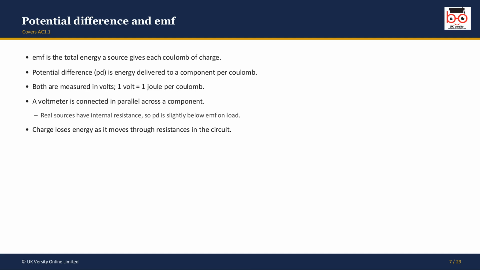Now let's tease apart two ideas that are easy to muddle. Electromotive force is the total energy a source gives to each coulomb of charge, whereas potential difference is the energy delivered to a particular component per coulomb. Both are measured in volts, where 1 volt is 1 joule per coulomb, and you measure them with a voltmeter connected in parallel across the component. One subtlety: real sources have a little internal resistance, so under load, the potential difference sits just below the EMF.